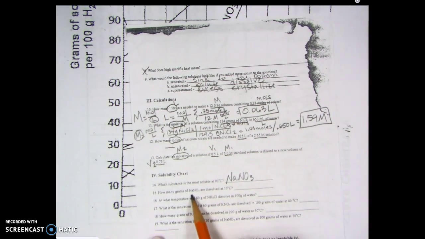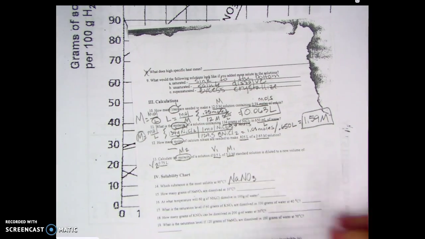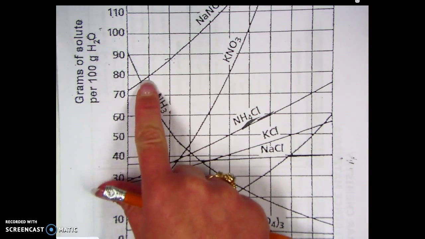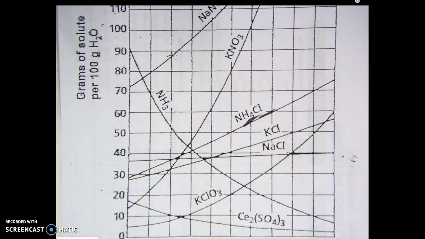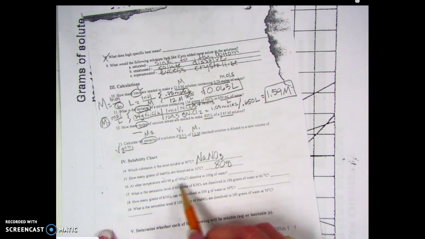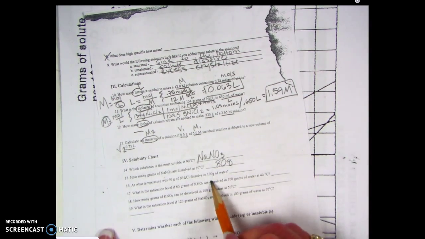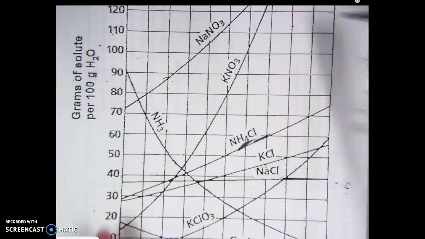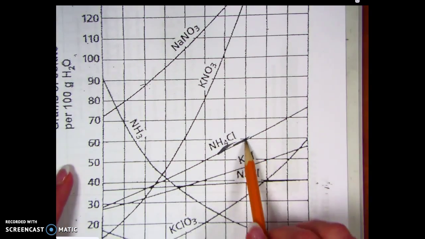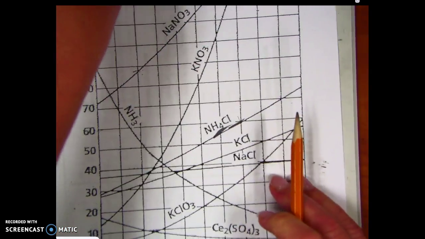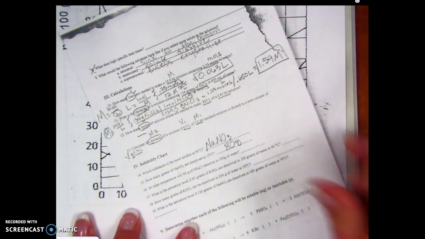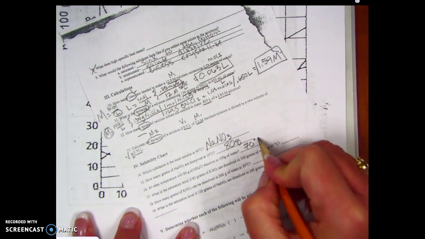How many grams of sodium nitrate are dissolved at 10 degrees Celsius? So here's 10. We come all the way up here, go across, and we have 80 grams. At what temperature will 60 grams of ammonium chloride dissolve in 100 grams of water? So 60 grams of ammonium chloride here, drop down, and we drop down to 70 degrees Celsius. So 70 degrees. Just reading a graph.